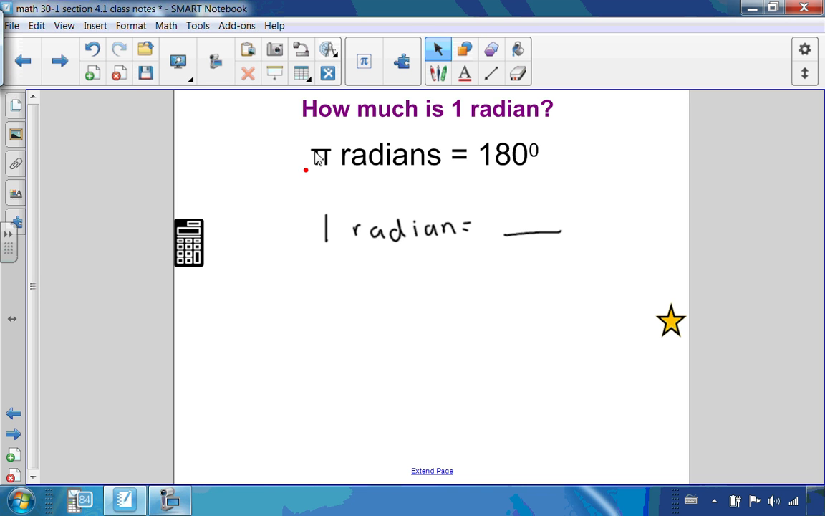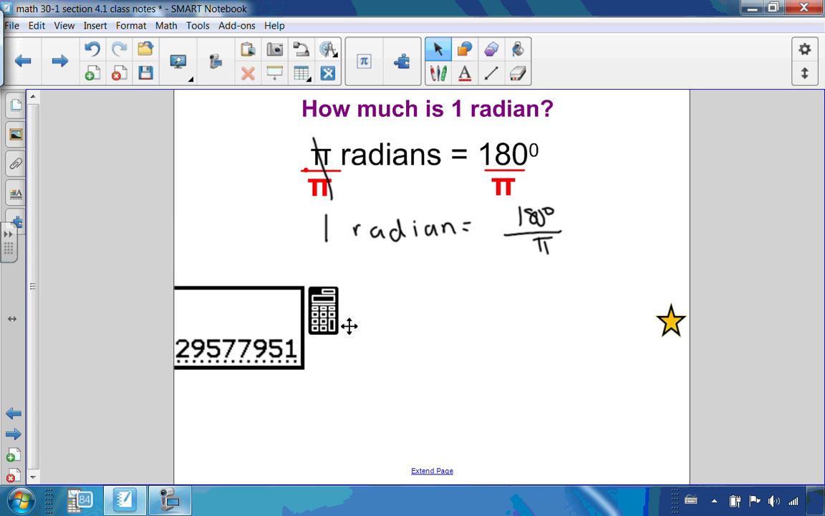I could just take my pi radians and divide it by pi. And to be fair, I do that to both sides. So pi divided by pi is 1. So 1 radian is going to equal 180 degrees over pi. So let's put that into our calculator and see exactly what that is.